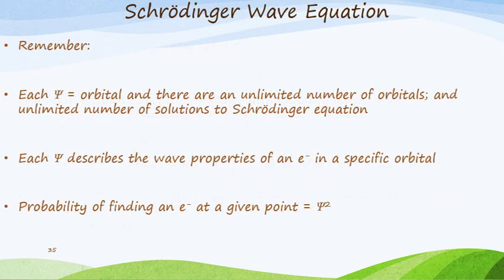You need to remember a couple of things: each wave function is representative of an orbital, and there are an unlimited number of orbitals and therefore an unlimited number of solutions to the Schrödinger wave equation. Each wave function describes the wave properties of a specific electron in a specific orbital, and the probability of finding an electron at a given point can be defined as the square of the wave function. That probability of finding the electron at a specific point is referred to as the electron density.